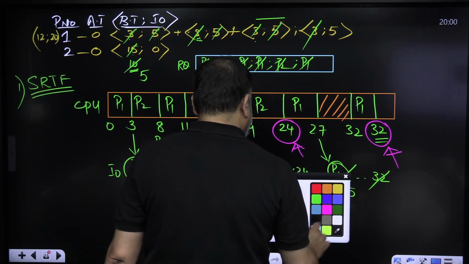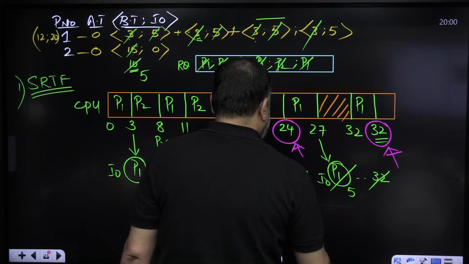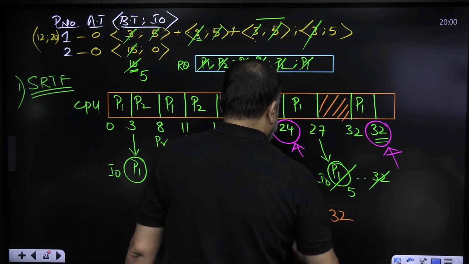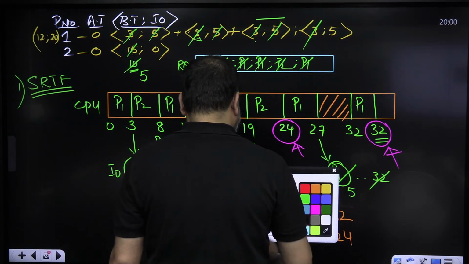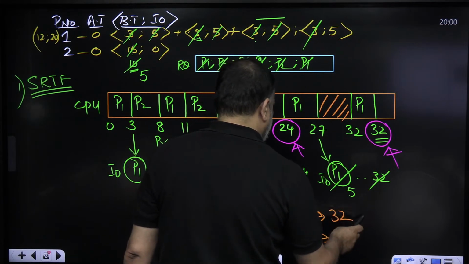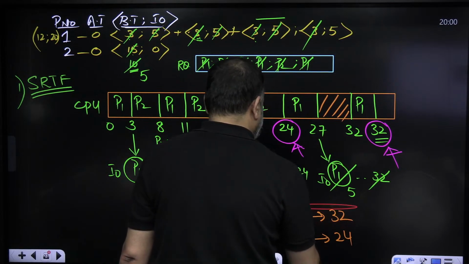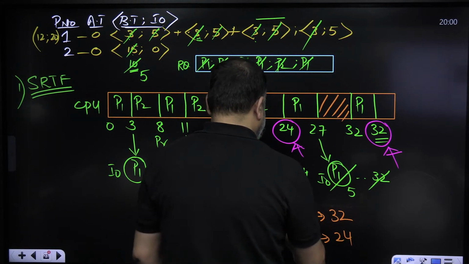So let me write down here. P1 completes at time 32 and P2 completes at time 24. So this is our final answer.